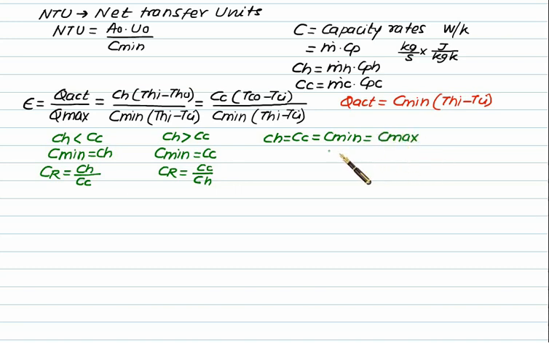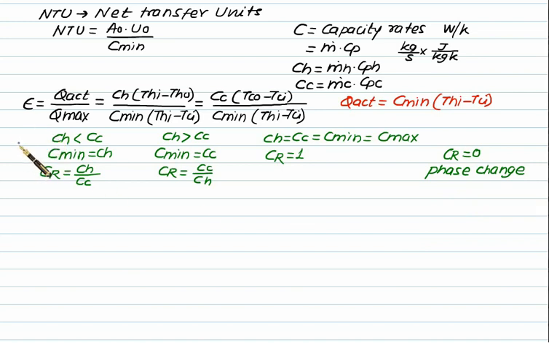This is a special case. In this case we have Cr equal to 1. In the fourth case we have Cr equal to 0, that is, one of the fluids has infinite capacity rate. So during the phase change process, in the boiler and in the case of an evaporator, we have the value of Cr equal to 0, since C maximum is infinity.